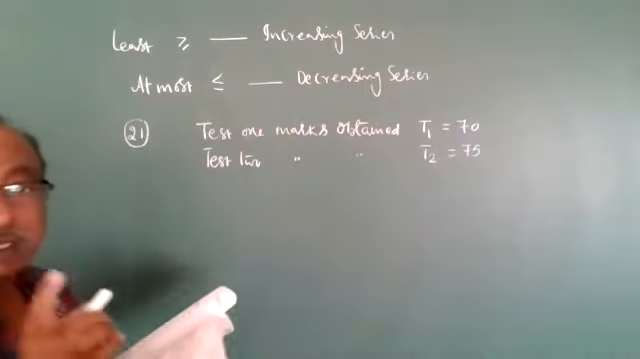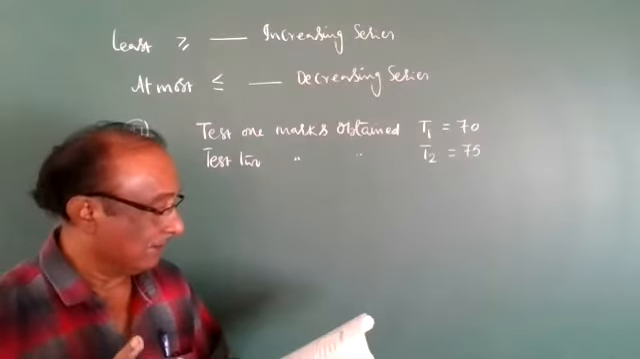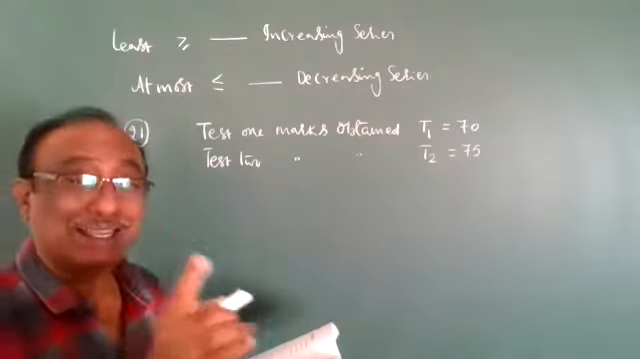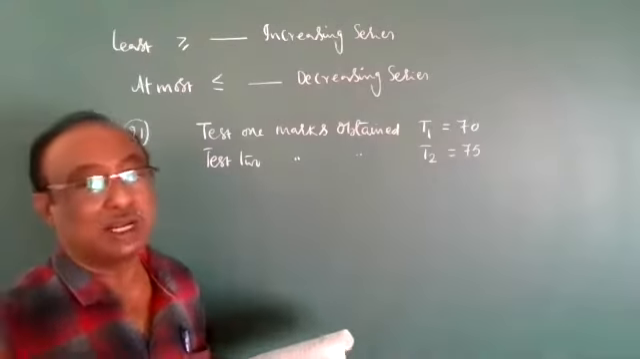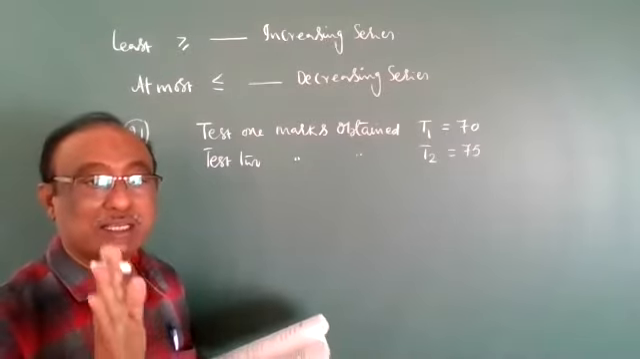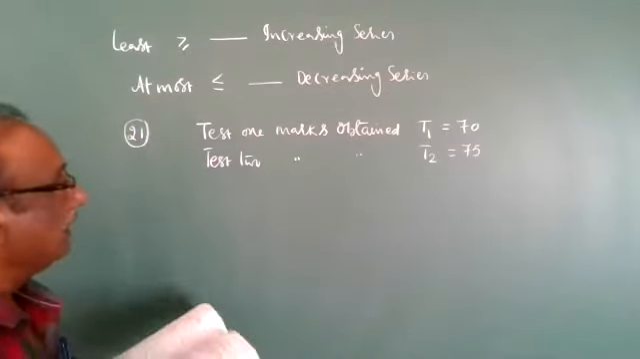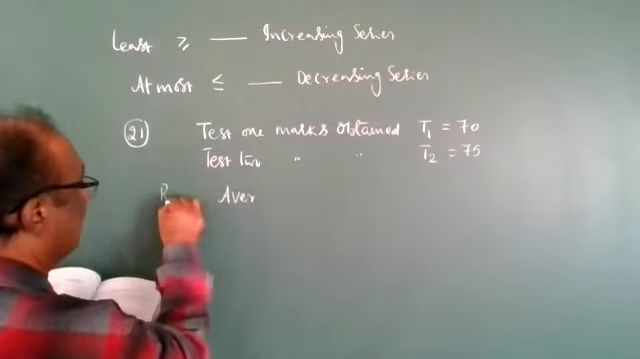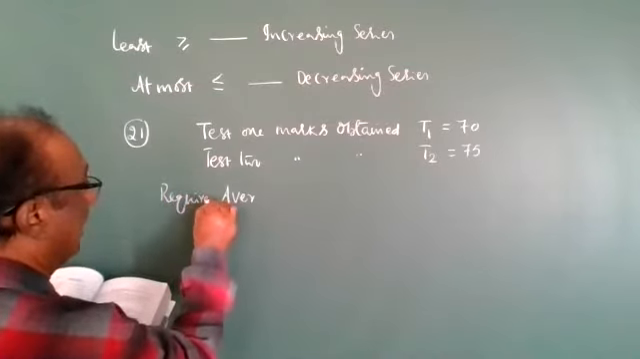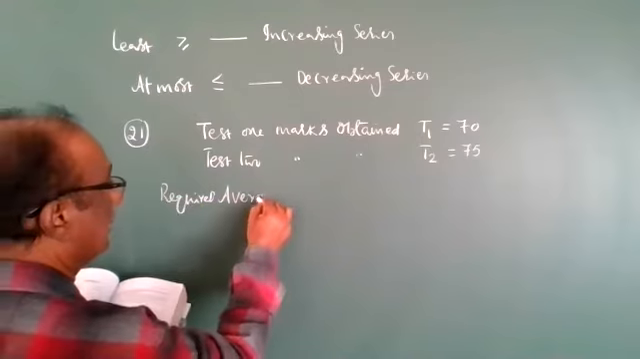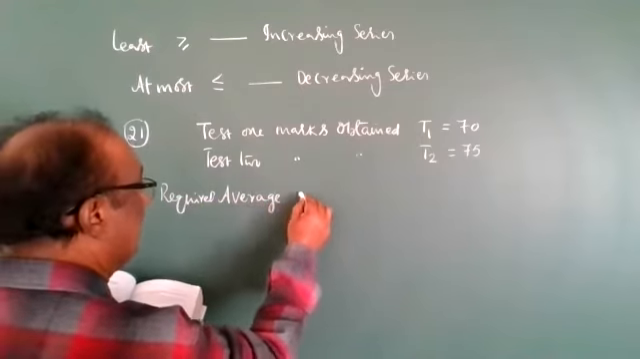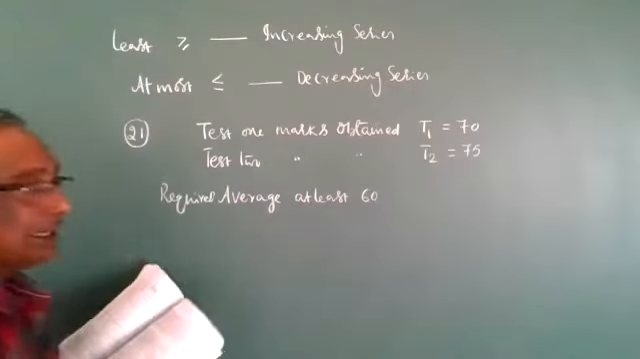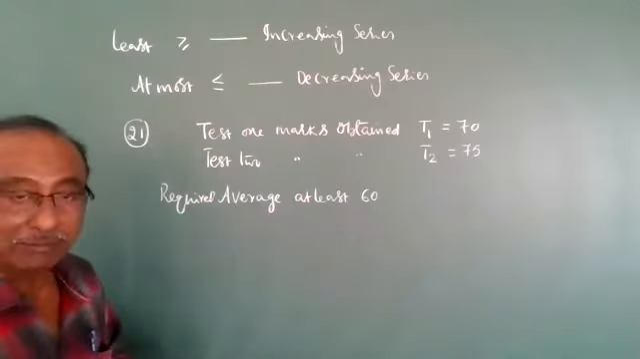Test average of 60 is required. Average is at least 60 marks: 60 or above 60, no objection. Required average at least 60. At least 60 means how can you write it?